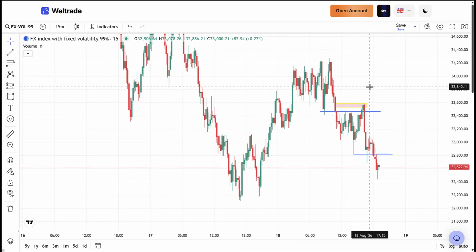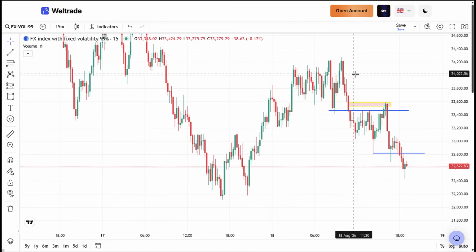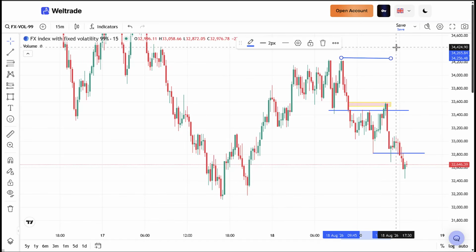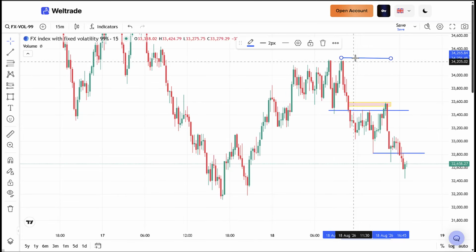You are going to be using what we call the range method, right, where you are going to be marking your high and your low. You are going to mark your high just like this one. Remember what we are doing here, we are looking at market structure, and as you mark your high, you mark your low, and this creates what you call a range.